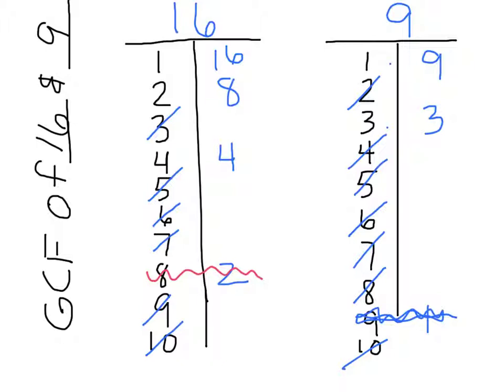Alright, so now that I've listed all my factors, I have to look for the biggest number that's on both lists. I see 1. I think that's all I see. Looks like 1 is going to be the biggest number on both lists. So the greatest common factor of 16 and 9 equals 1. And that's okay if it's 1. That's just the way it goes.